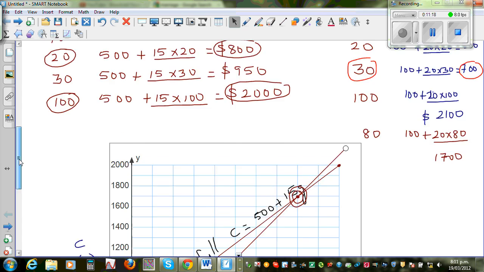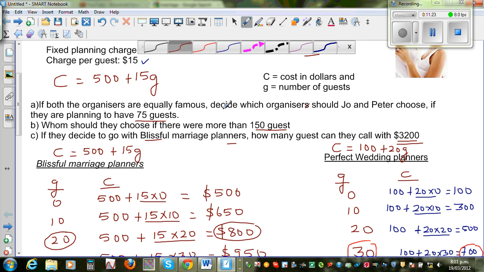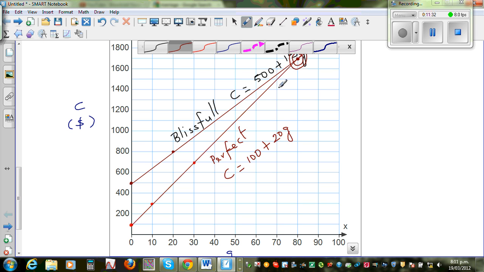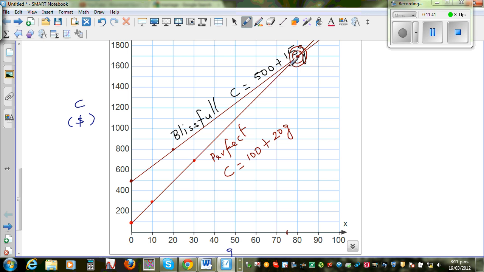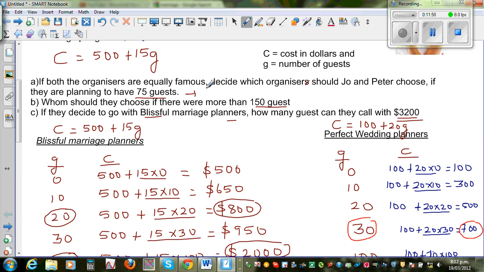So let's look at the graph and answer the question. For question A, if they are planning to have 75 guests, which would be better? For 75 guests, let us say this is the point. So this is 70 and this is 75. I'm making a guess from the graph. I can see it is underneath, so perfect is better for 75, because it is less than blissful.